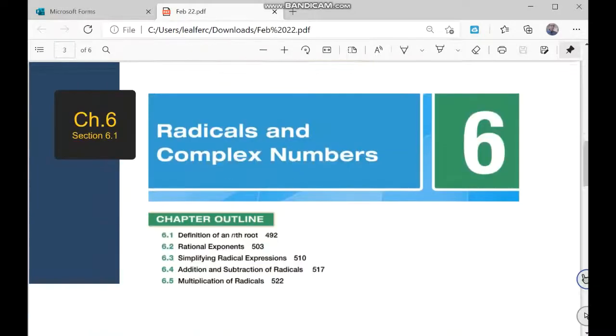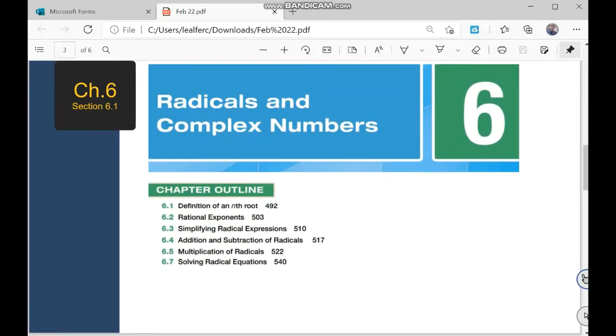And the things we are covering are 6.1, definition of nth root, 6.2, rational exponents, 6.3, simplifying, 6.4, addition and subtraction, 6.5, multiplication, and 6.7, solving radical equations. That's all, lots of things that we have to cover in these 3 weeks.